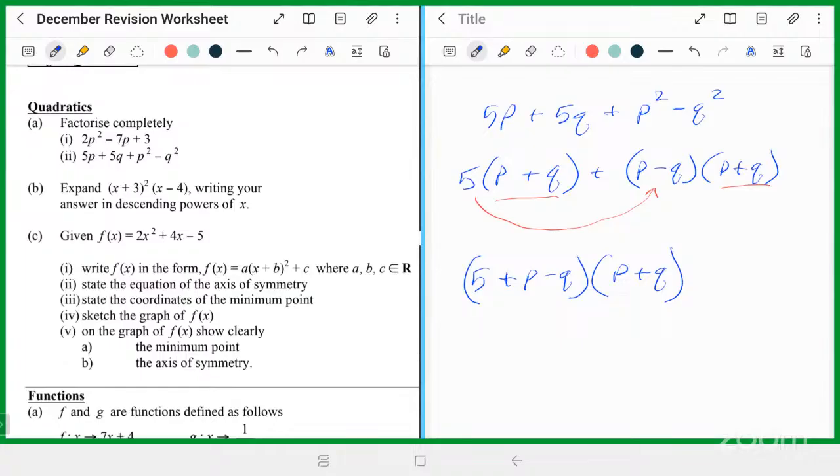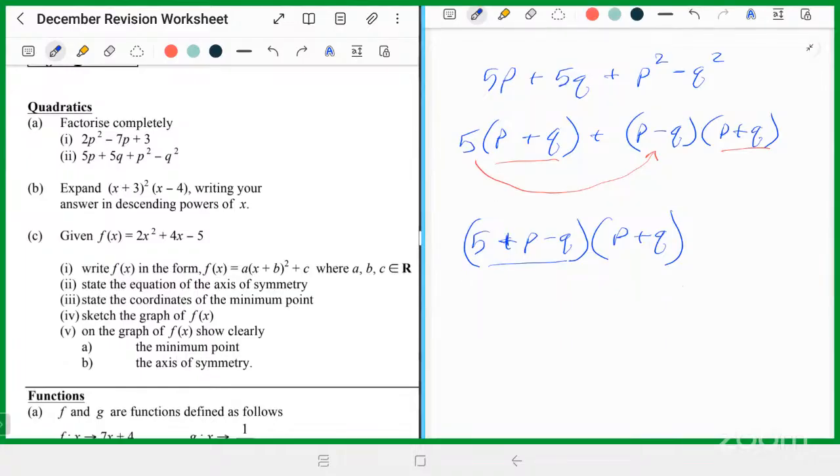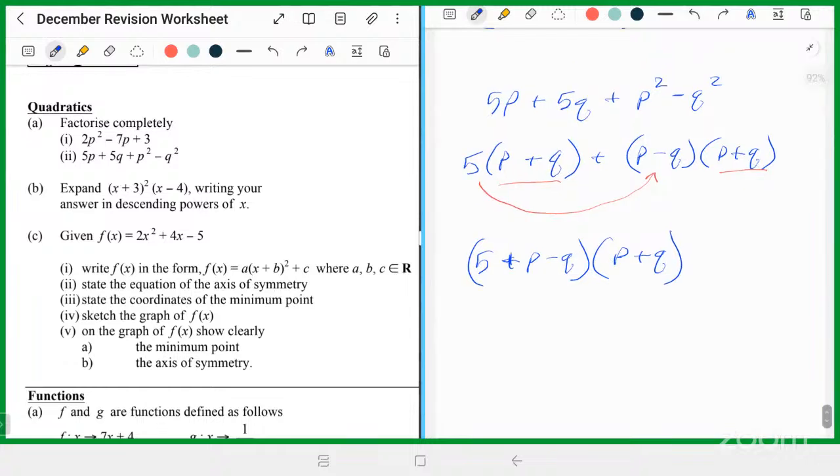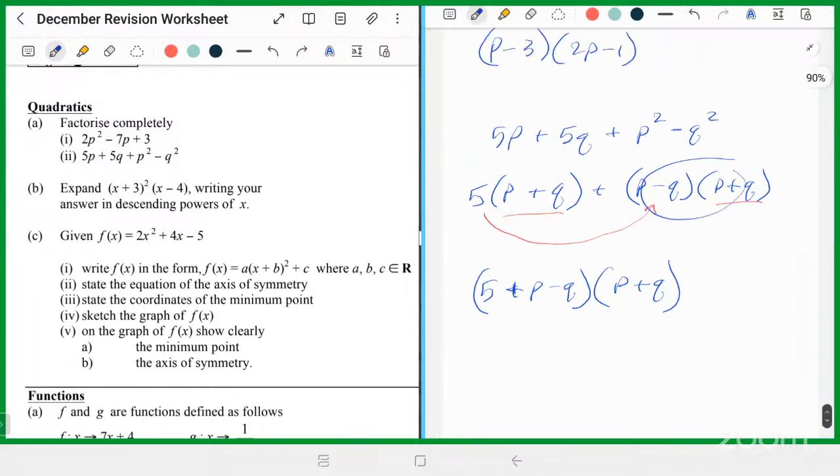So one like this now could be different because we're having 3 terms inside here, but that's because part of it was the difference of 2 squares, right? So that is it. Alright.